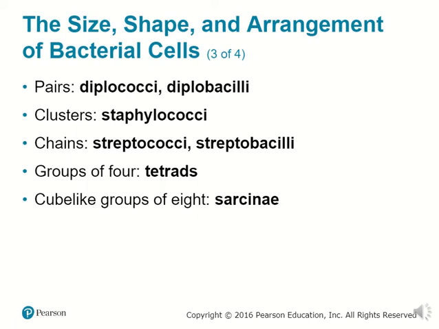Now, going further, sometimes they're arranged. Bacterial cells will sometimes be arranged in pairs like Diplococci or Diplobacilli. There are also certain types of bacteria that like to form clusters like Staphylococci, and sometimes they'll form chains with each other like Streptococci and Streptobacilli. Sometimes bacteria will be in groups of 4, or tetrads, and then there are examples where they actually form cube-like groups of 8. An example would be Sarcinae.